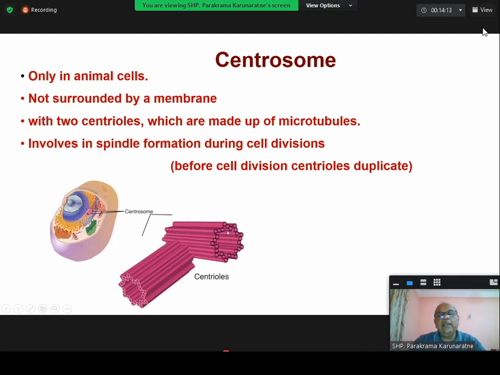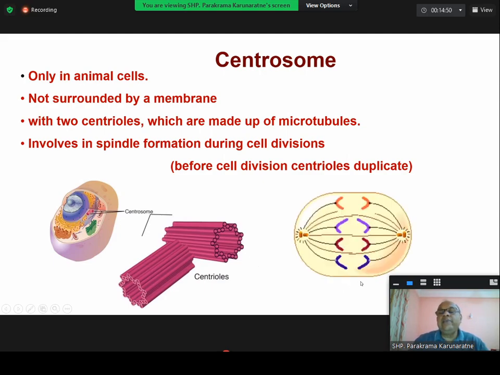So these are made up of microtubules. This is involved in spindle formation during cell division. Before cell division, centrioles duplicate. Get it? Next, we will do the cell division. When I do the cell division, I will explain this a little bit more. Okay, so this is the centriole, another type of cell organelle situated in the central area of the cell.